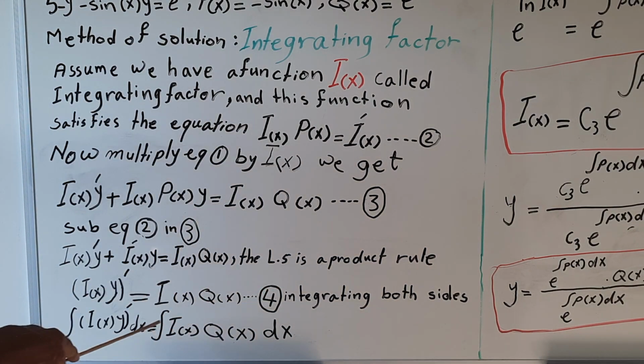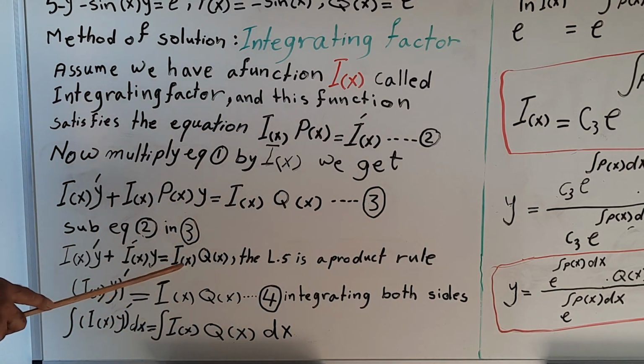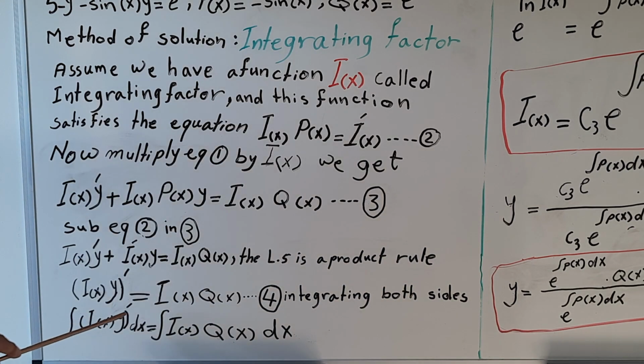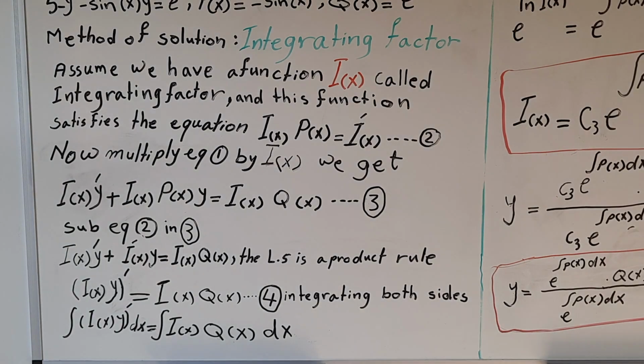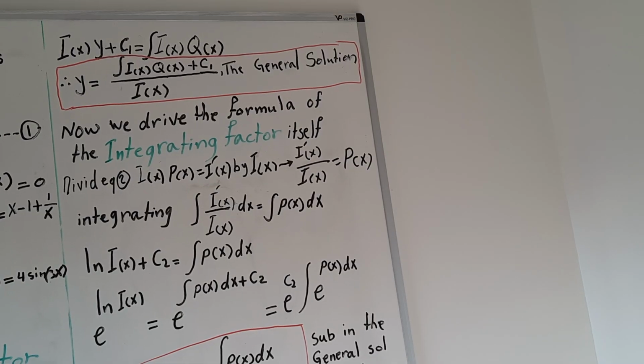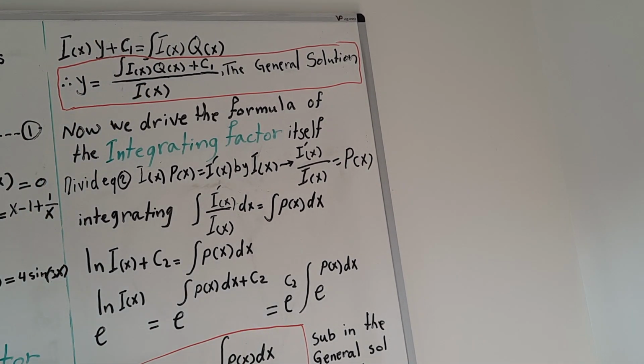See? We just rearrange the equation. And then we integrate both sides of equation 4 with respect to x. So we got this. After integration, we will get this equation. This is the constant of integration.